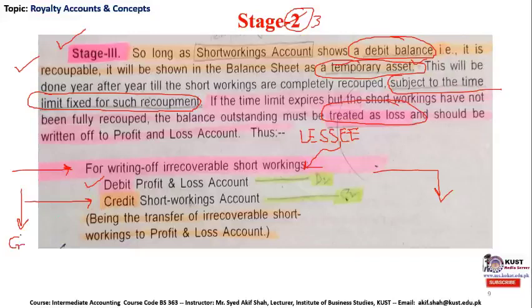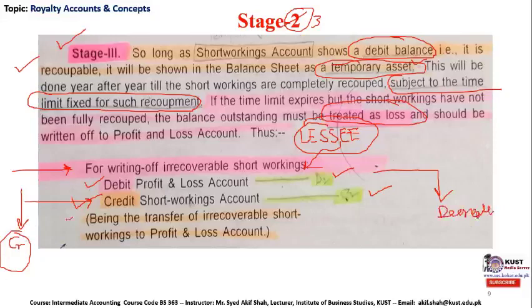Since we are writing it off, there is a decrease in this temporary asset, which could have been recouped if the lessee had utilized the mine to its good capacity so that the royalty would exceed the minimum rent. That was the position when the lessee could claim or recoup the short working. However, it is now written off, so the short working account, which is a temporary account, needs to be credited for the remaining short working, and we charge the same amount to the profit and loss account, which will decrease the lessee's profit.